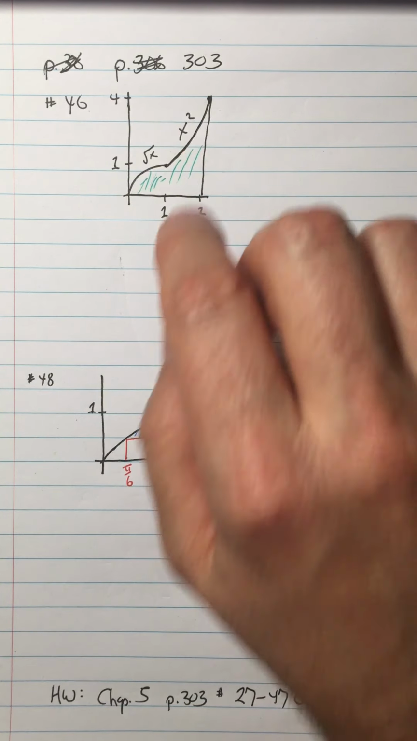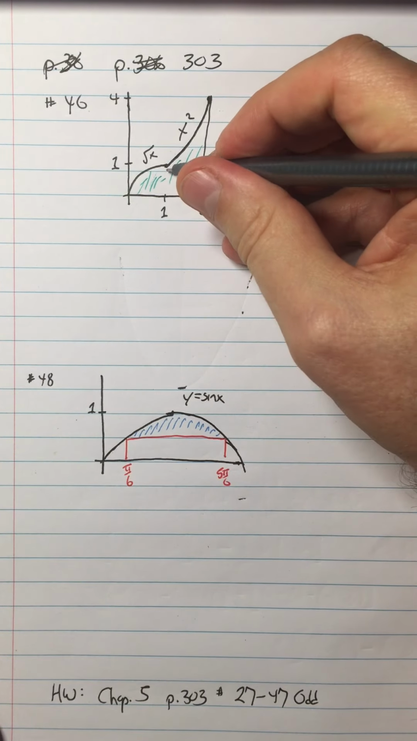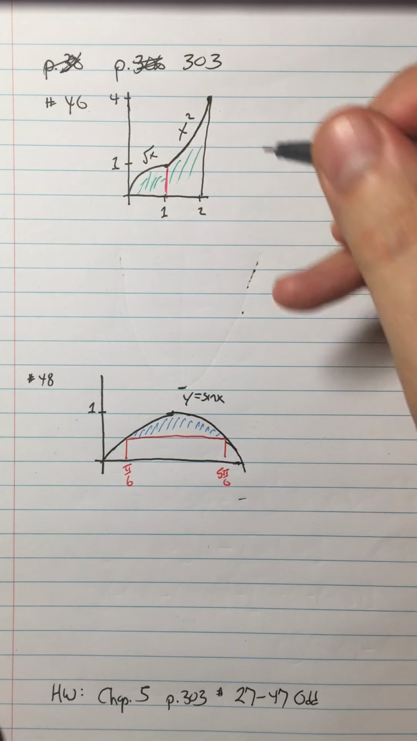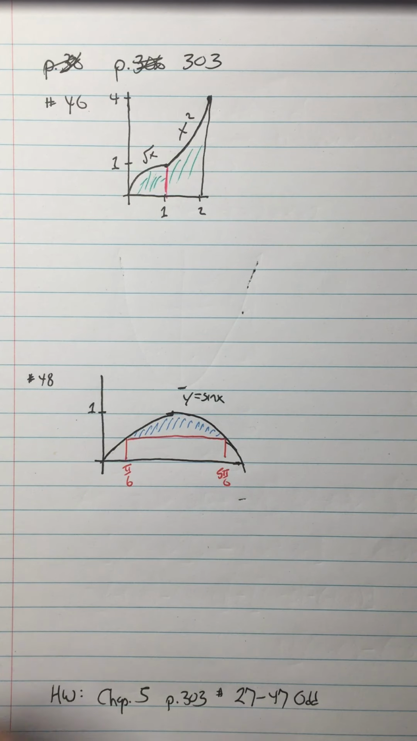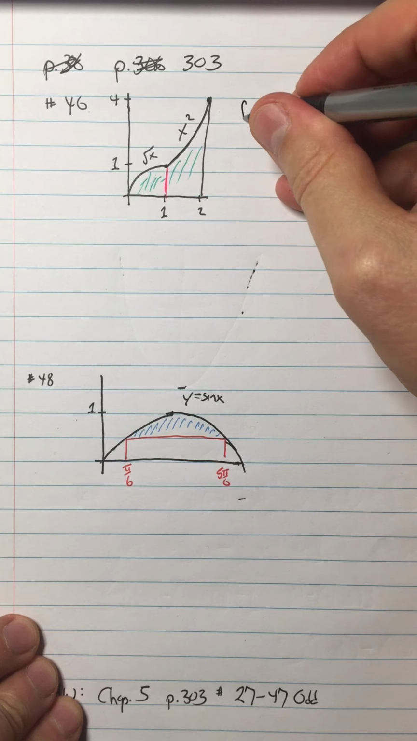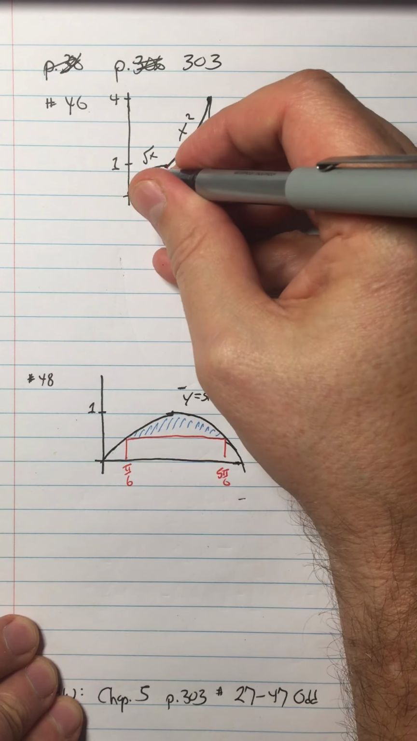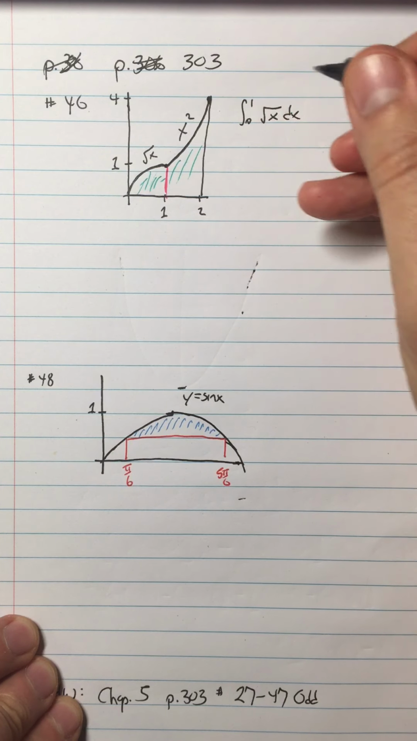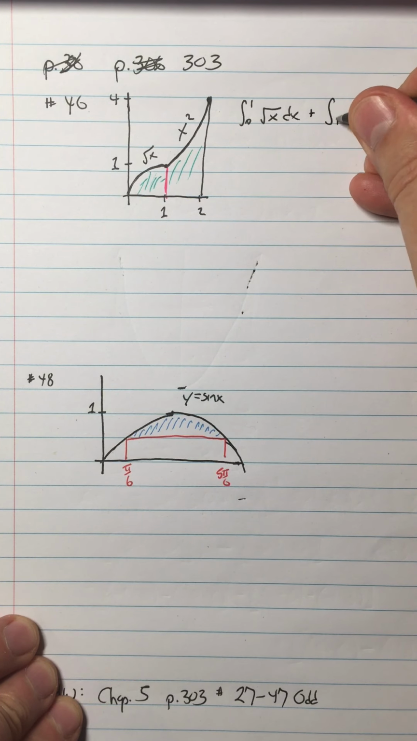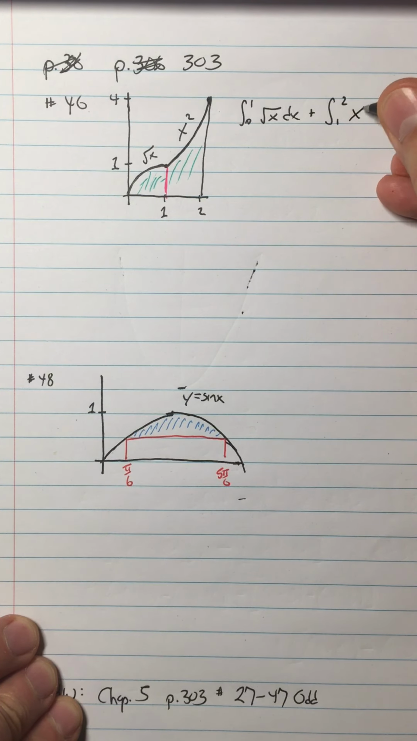If I have two shapes that are sort of stuck together and I know how to do each shape separately, then I'll do each shape separately and add them together. So this one is going to be the integral from 0 to 1 of square root x dx, because this part is square root x, and then this part is x squared. So that's plus the integral from 1 to 2 of x squared dx.